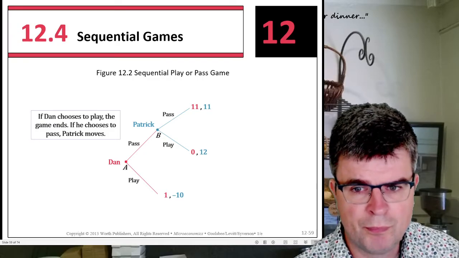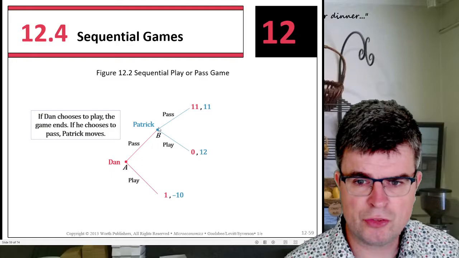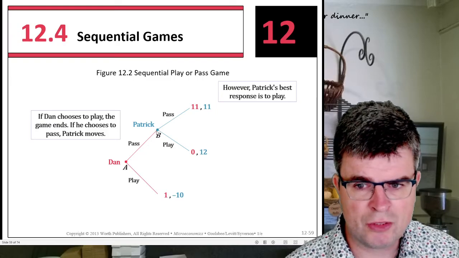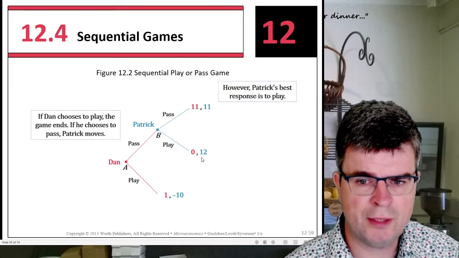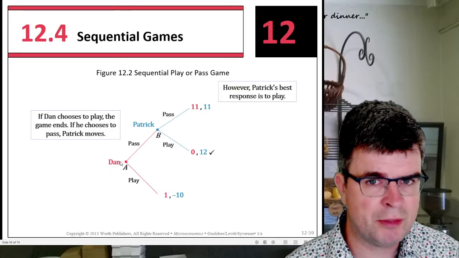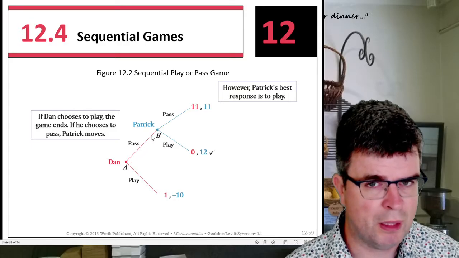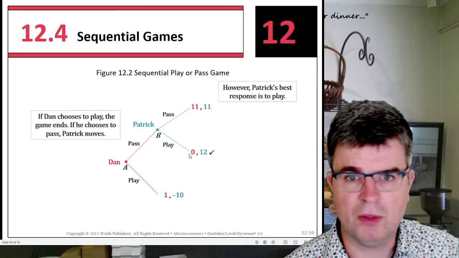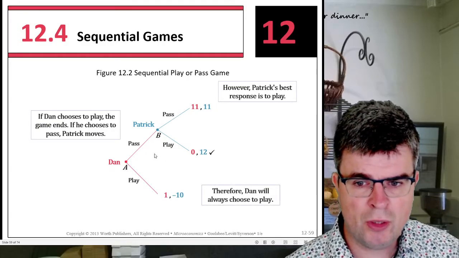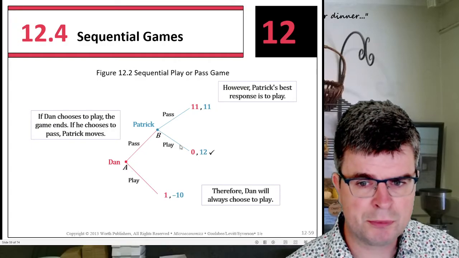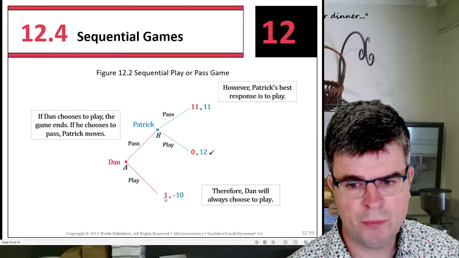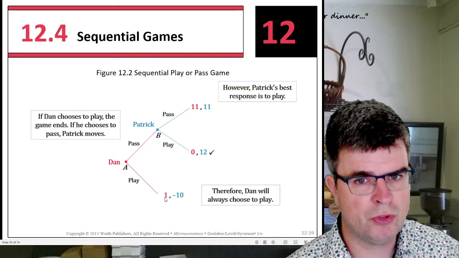So what is optimal for Patrick to do? We first look at the subgame that appears over here. Given that it's Patrick's turn, it's optimal for him to decide to play because 12 is more than 11. And Dan is very much aware that when he decides to pass, then definitely Patrick will play because he assumes that Patrick is a self-interested, rational player. Given that Dan knows that if he passes, Patrick will play and he will end up with a payoff of 0, it's better for him to play himself, which earns him a payoff of 1. So he will choose to play.